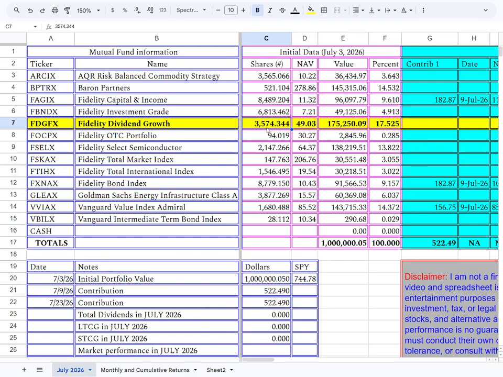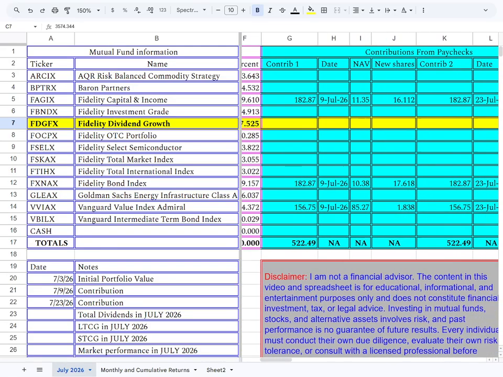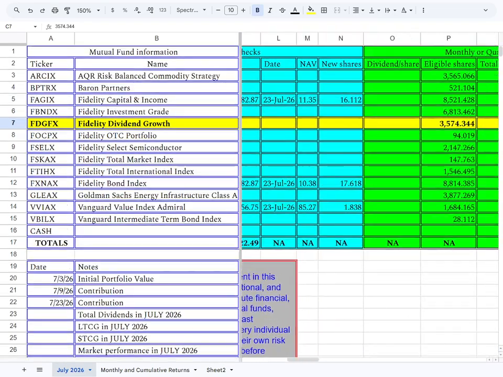I have 3,574.344 shares in Fidelity Dividend Growth. The net asset value on that day is 49.03 and the value of the shares is $175,250.09 and it constituted about 17.5% of the overall portfolio. So that is that block. But that's not what we are interested in. We are interested in the dividends block.